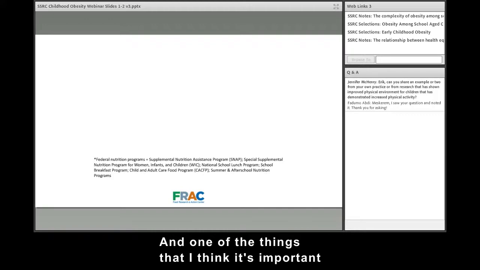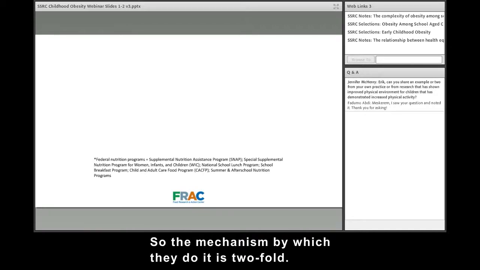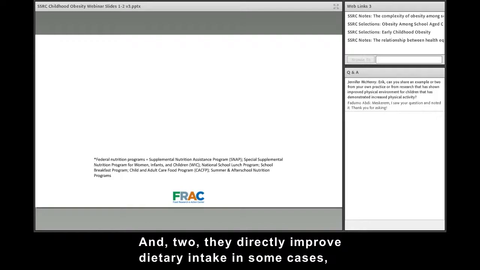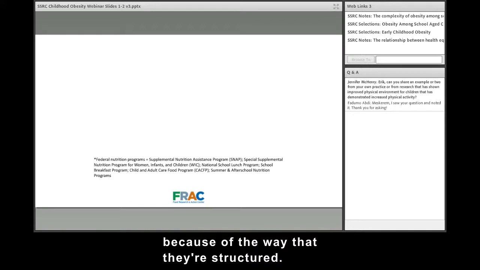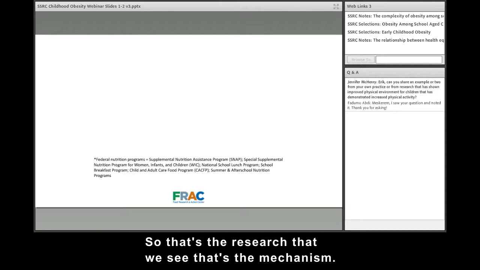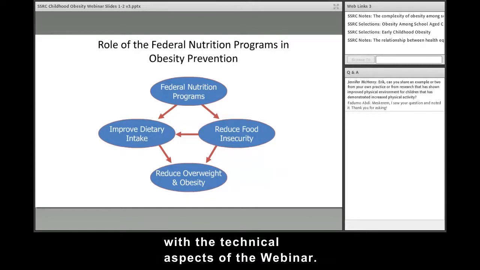One of the things that I think it's important to think about is the mechanism by which the federal food programs do this. The mechanism is twofold. One, they reduce food insecurity, which actually helps to improve dietary intake. And two, they directly improve dietary intake in some cases because of the way that they're structured. And when you reduce food insecurity and improve dietary intake, the outcome is, in some cases, to reduce overweight and obesity. So that's the research that we see, that's the mechanism. So let me turn now to, oh, it did show up. Thank you for fixing that, folks who are helping us with the technical aspects of the webinar.